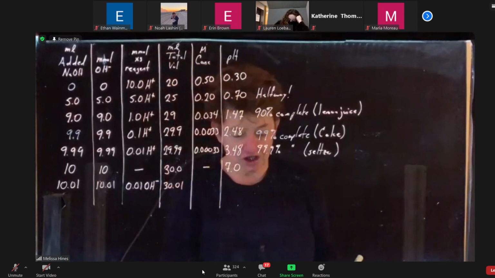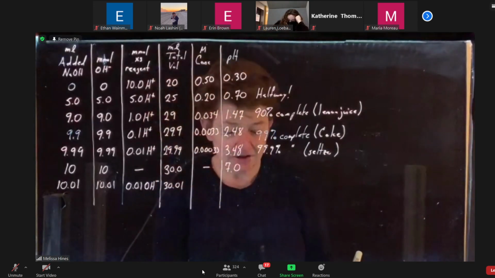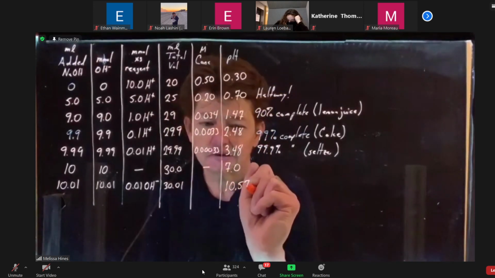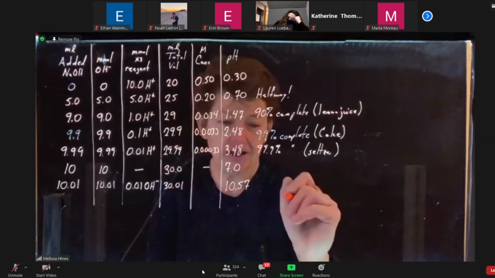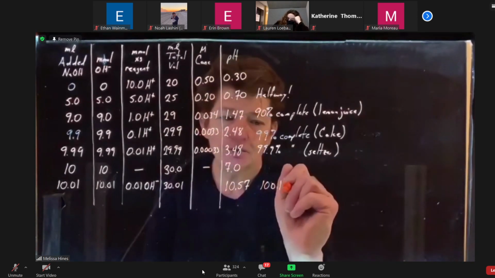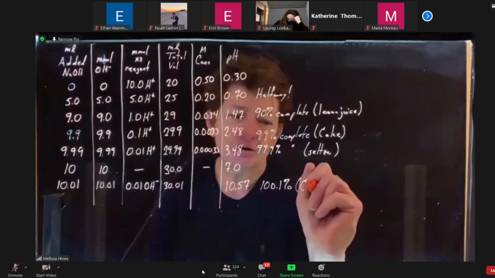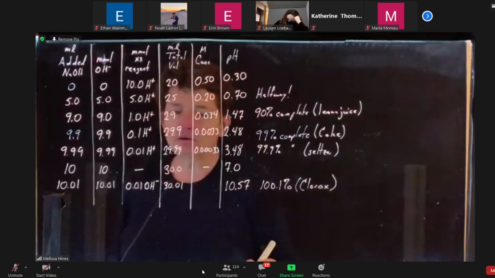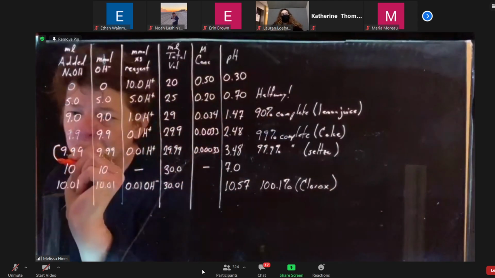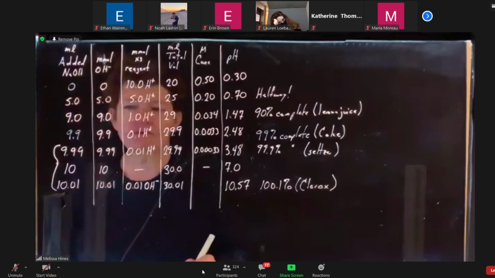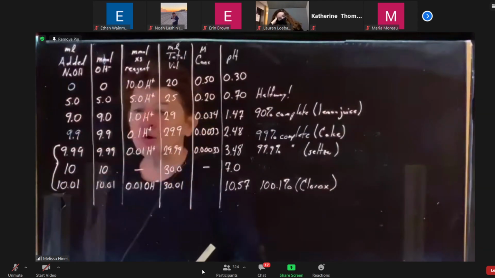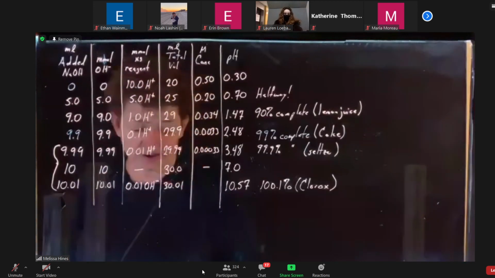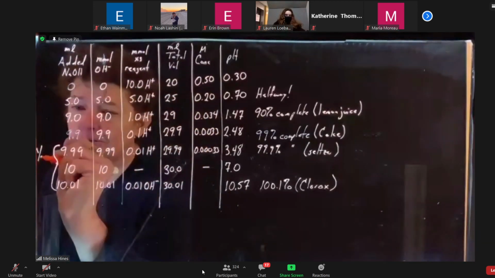And let's just cut to the chase. The pH now is going to be 10.57. Okay, so this is now going to be at 100.1% complete, and your pH is going to be that essentially of Clorox. So what I want you to notice here is what happens right between these three measurements, okay? So this is 2/100ths of a milliliter. So this is going to be on the order of a quarter of a drop.